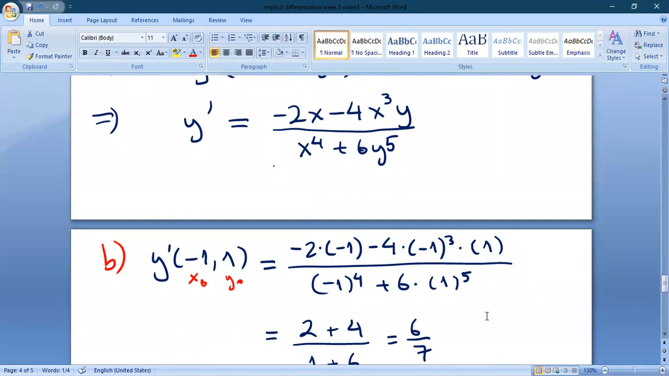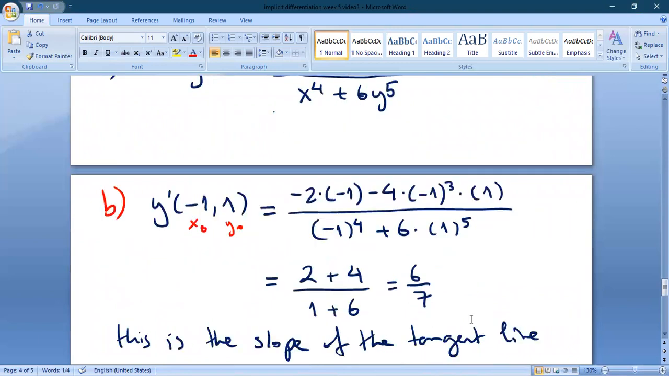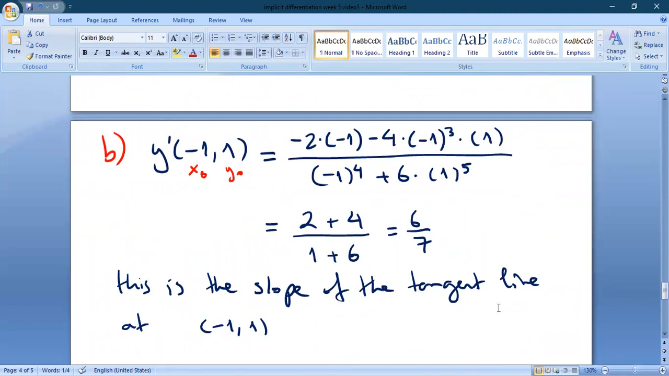Part B says find y prime at the point minus 1, 1. So that means plug minus 1 for x, plug 1 for y in the y prime formula. That's going to give minus 2 times minus 1, minus 4 times minus 1 cubed times 1, all over minus 1 to the 4th plus 6 times 1 to the 5th. So when you simplify this, that's going to be 6 over 7. Now this 6 over 7 gives the slope of the tangent line at point minus 1, 1.